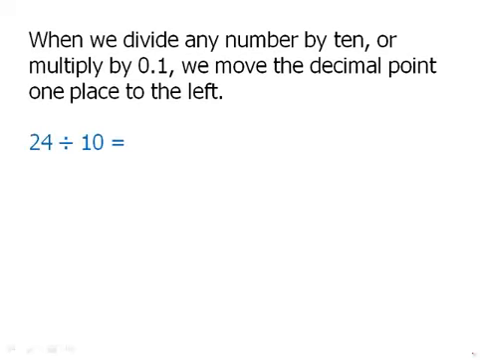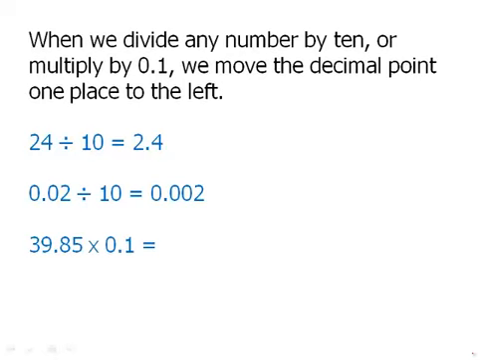So now 24 divided by 10, the decimal point next to the 4 moves 1 place to the left, and it winds up between the 2 and the 4, 2.4. 0.02 divided by 10, the decimal point moves 1 place to the left. I wind up with 2 placeholding zeros, 0.002, 2 thousandths. 39.85 times 0.1, the decimal point moves 1 place to the left. It starts out between the 9 and the 8. It winds up between the 3 and the 9. And we get 3.985.